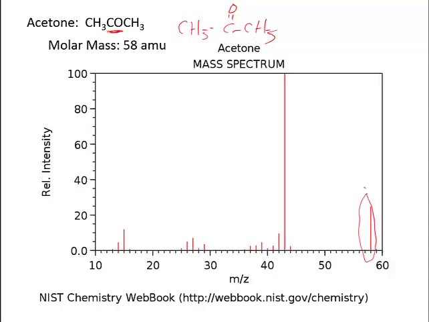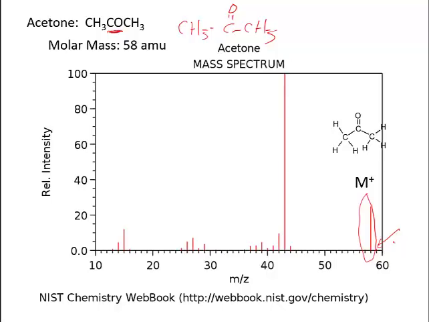If you'll notice, there's a peak at 58, and so we're going to label that one as the M plus peak. It's the one furthest to the right on the spectrum, obviously with the exception of the M plus 1 peak, which is that tiny little peak that you can see at 59 AMU. So the M plus peak represents the entire molecule which has lost a single electron. So that's acetone itself.